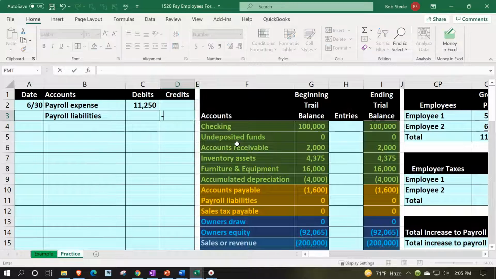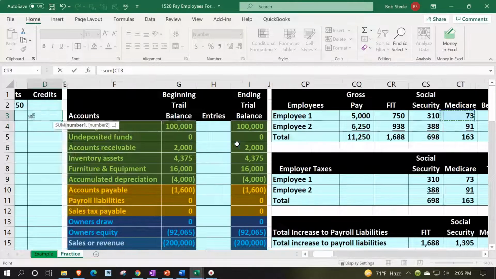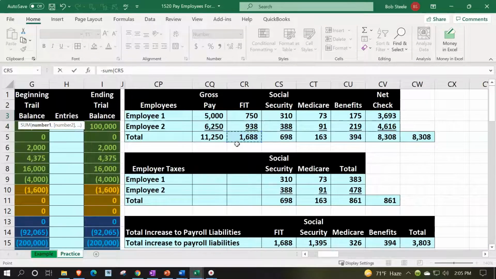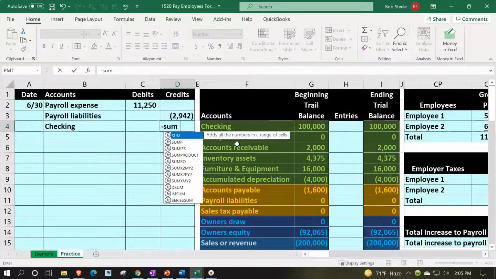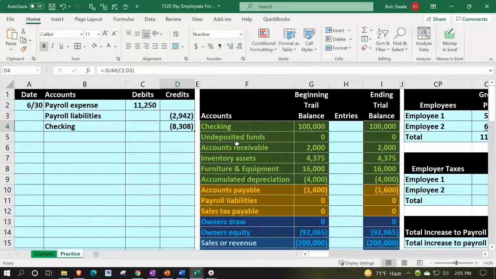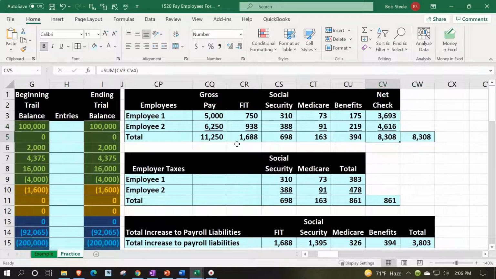So I'm going to say this is the negative SUM of the items that we're withholding from the paycheck in aggregate, which is going to be the FIT, Social Security, Medicare, and the benefits. So I'm just adding those up and flipping the sign. And then the difference is the check that is going to be coming out. This is going to be the checking account. I'm going to have this be the negative sum or plug formula, negative SUM, pulling out the checking account. That 8308 should match the net checks, which is going to be the 8308.